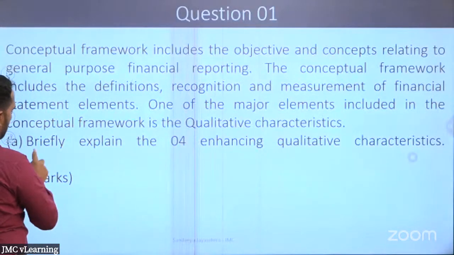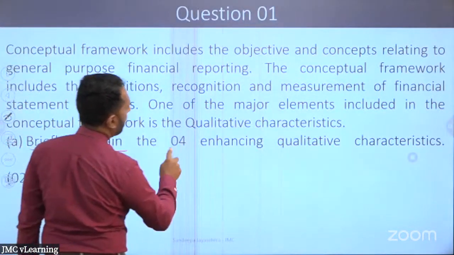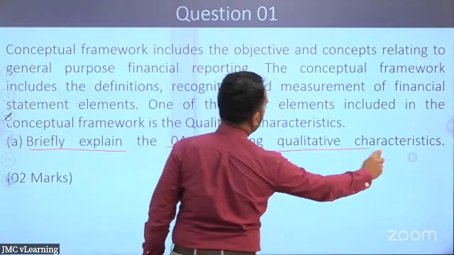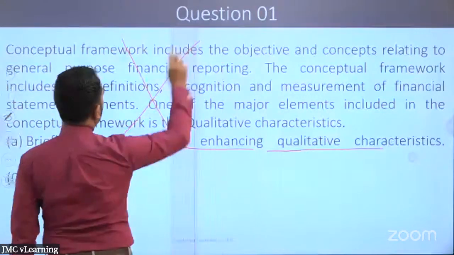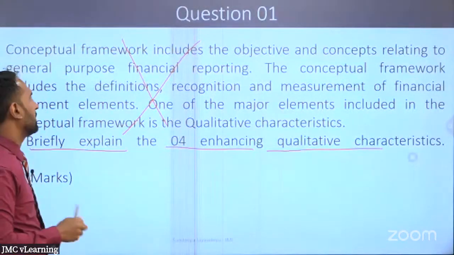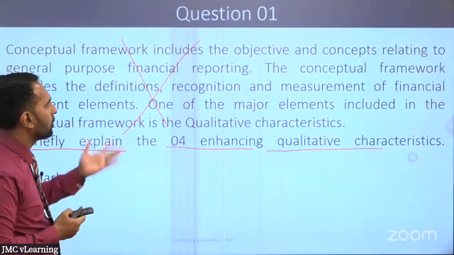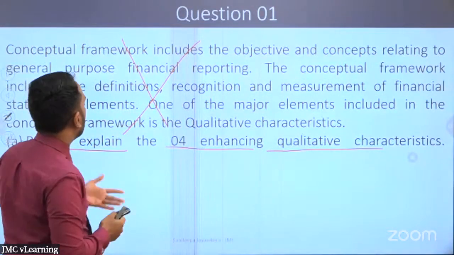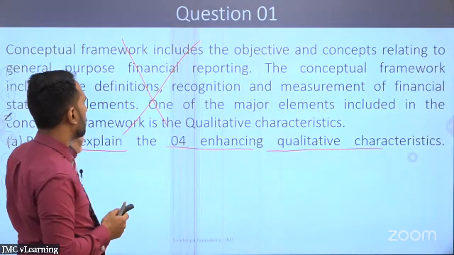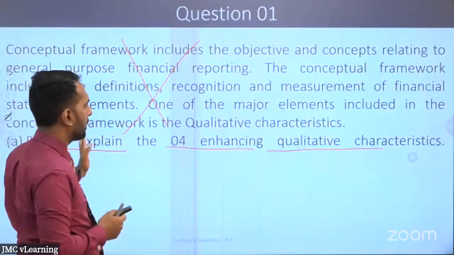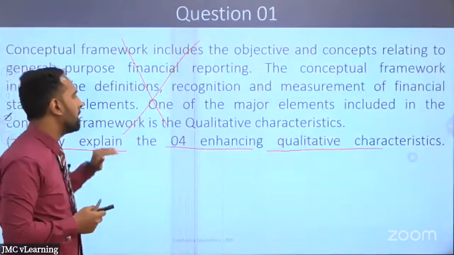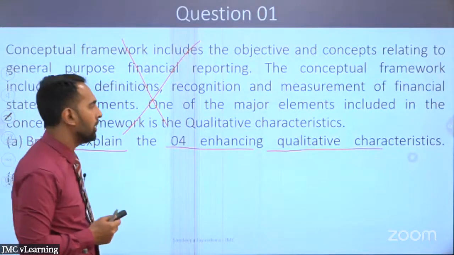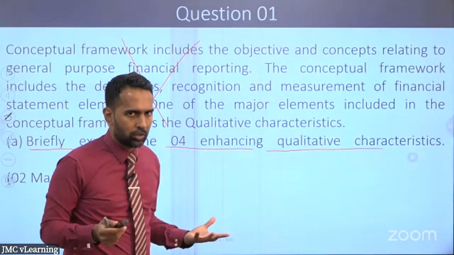Now the question says briefly explain 4 enhancing qualitative characteristics. Really speaking, the paragraph doesn't have any impact on your answer. They are saying blah blah blah, the conceptual framework includes objectives, concepts and definitions, recognition, measurement, major elements, qualitative characteristics, this and that. But what you really need to do is to briefly explain the 4 enhancing QCs. That is what you are supposed to do.